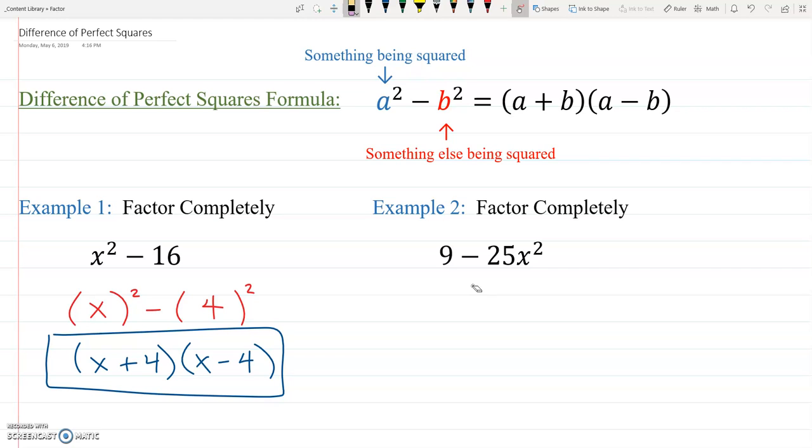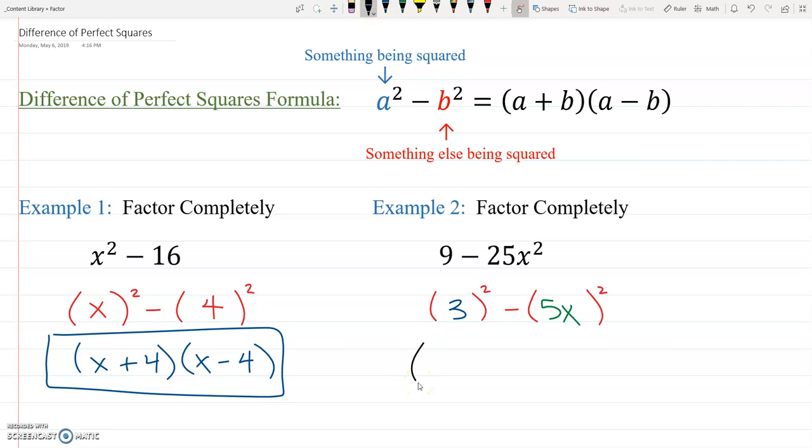Okay. All right. A little bit harder one. I'm going to start by figuring out what's being squared minus what's being squared. Okay, first one's pretty easy. To get 9, 3 is being squared. Over here, to get 25, 5 is being squared. And in x, 5x squared would give us our 25x squared. Everybody's okay with that?